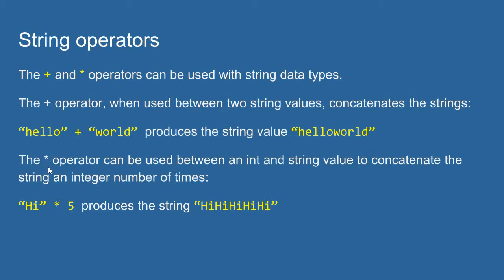The multiplication operator, when used between an integer and a string value, is almost like you are repeating the string the int number of times. It's a multiple concatenation. For example, the string hi times the integer value 5 will produce the string hi hi hi hi hi, 5 hi's concatenated together.